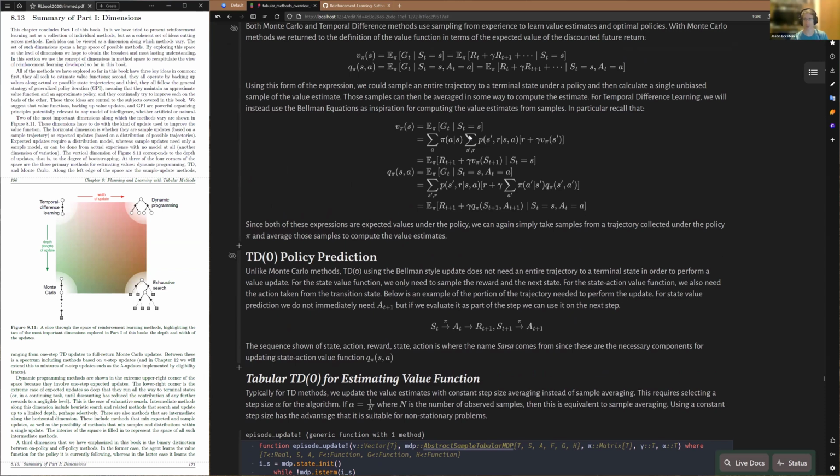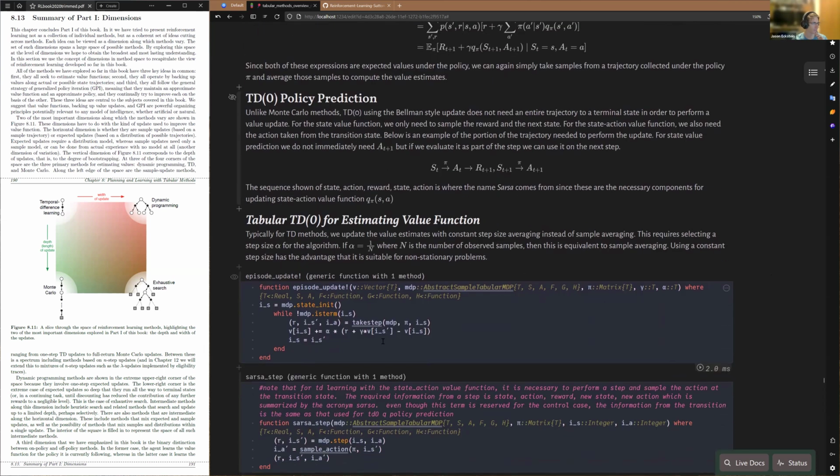But the idea is the same as Monte Carlo, is that we're going to have some trajectory. We're going to take this piece of it and we're going to apply this update. We're going to evaluate this quantity using some existing value estimate that we have. And over time, just like with dynamic programming, this is going to converge to the correct value function for this policy.